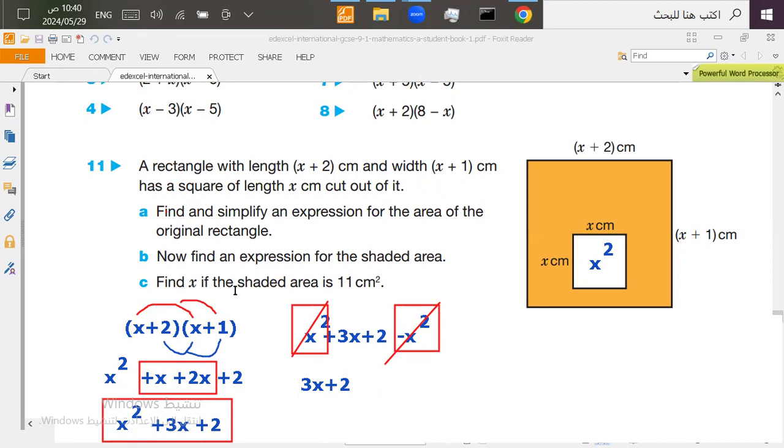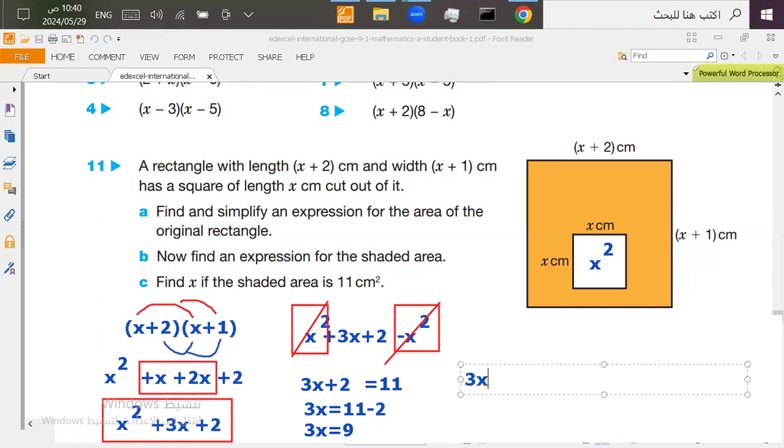Now, find x if the shaded area is 11 centimeters squared. Let's say this one is 11 centimeters squared. It means you're going to say it equals 11. Now we take the 2 to the other side by subtraction. So 3x equals 11 minus 2. So 3x will equal 9. Now we need to find x. So we're going to divide by 3.